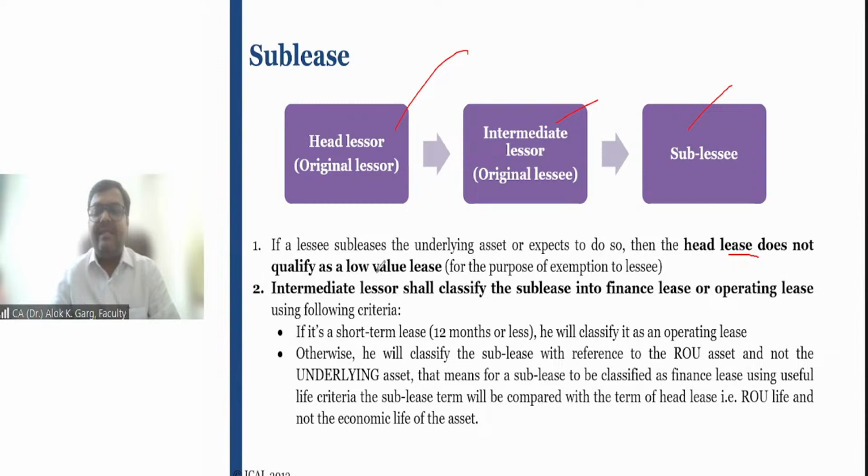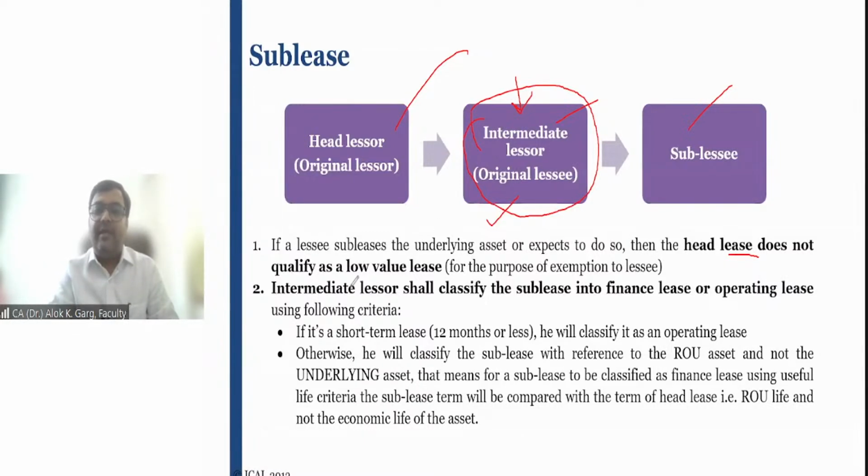So what is the head lease? It means the original lessee has created a ROU and lease liability. If this original lessee wants to avail the exemption, he cannot avail the exemption of creating ROU and lease liability. Why? Because he is subleasing.